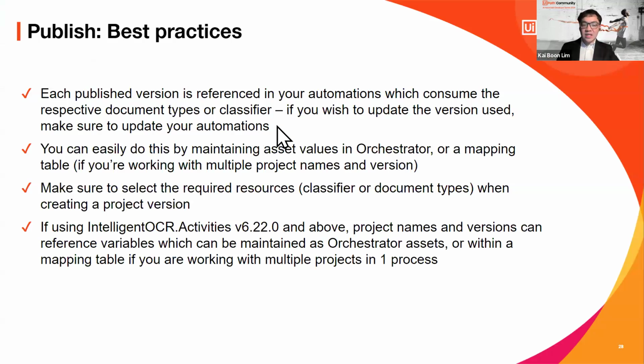But obviously there is a slight workaround, which is you can variabilize the project name and the project version in the activities, and you can choose to maintain the versions and the names either through assets in Orchestrator, or if you're working with multiple project names for different vendors, different layouts, then you can use a mapping table of sorts to point to the correct version. Besides that, the other two points, I'll leave you to read them. That last point is what I mentioned to tie back into points 1 and 2. This is very useful to know so that you don't always have to go back to your Studio code to update and republish the code.